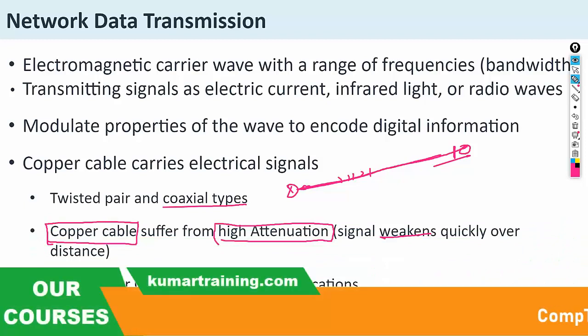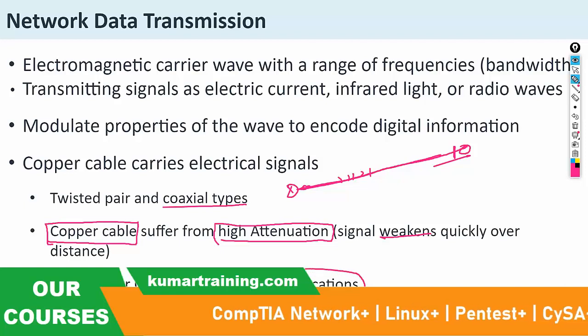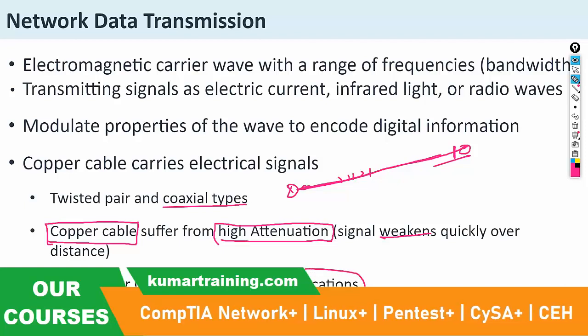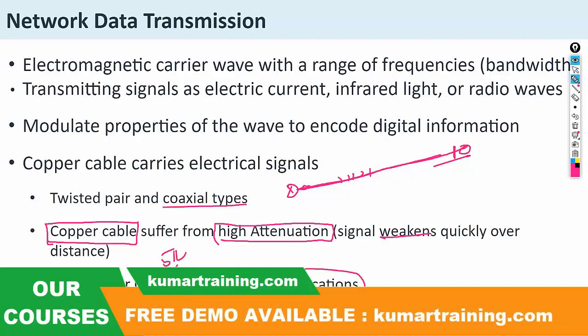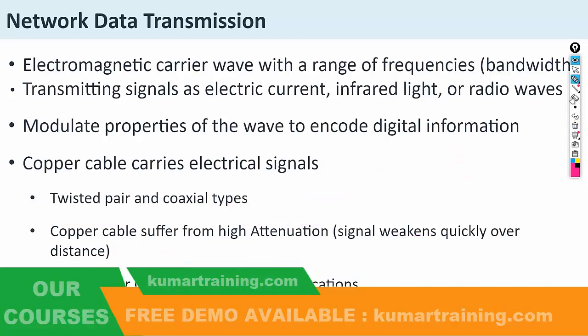Twisted pair has different types of standards and specifications. Standards means Cat5, Cat5e, Cat6, Cat6e, Cat7, all the types of twisted pair cable standards.